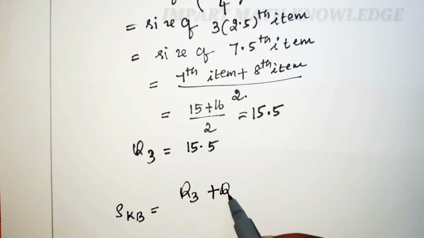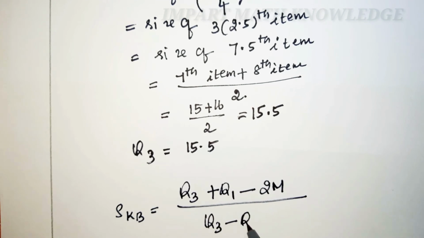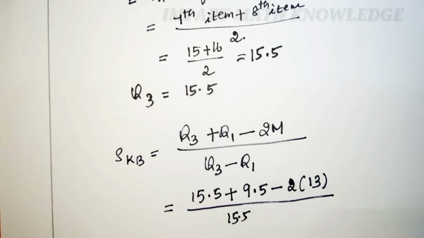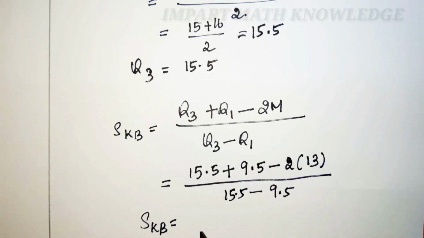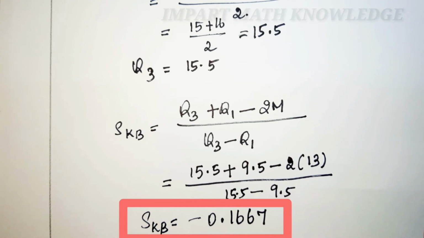Bowley's coefficient of skewness is Q3 plus Q1 minus 2 median divided by Q3 minus Q1. Q3 is equal to 15.5, Q1 is 9.5, median is 13, divided by 15.5 minus 9.5. Simplifying this, we get minus 0.1667. Bowley's coefficient of skewness for this particular problem is minus 0.1667.